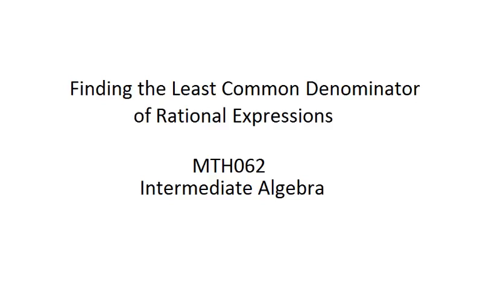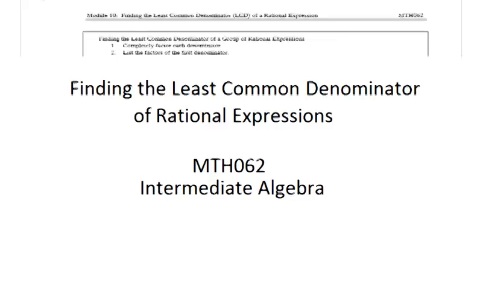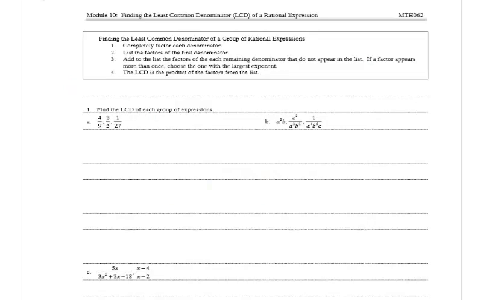In this video, we're going to take a look at finding the least common denominator of rational expressions. And in the box, they tell us finding the least common denominator of a group of rational expressions. 1, we should completely factor each denominator. 2, list the factors of the first denominator.